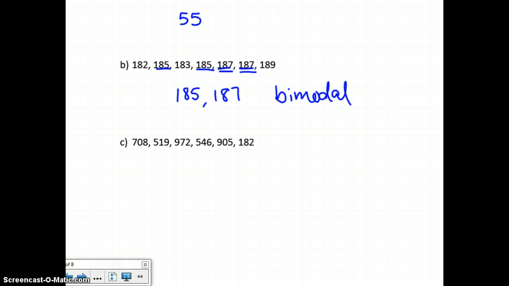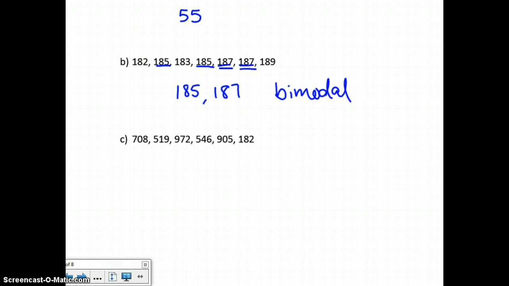For the next set of data, what happens here is that we don't have any number that appears more than once. Anytime that happens, we have no mode. No number appears more than once.